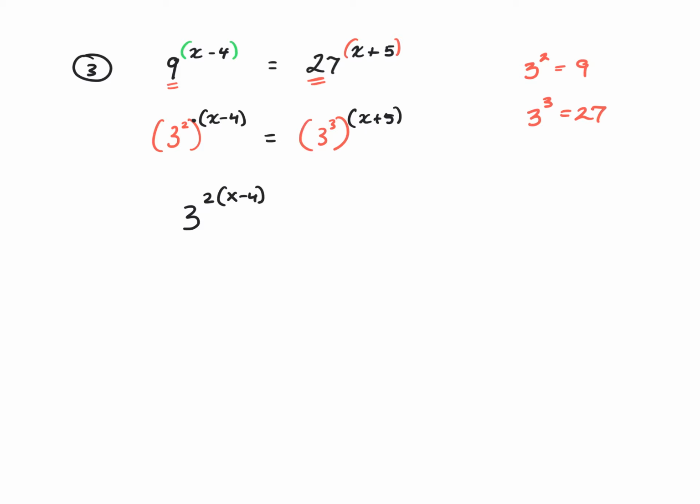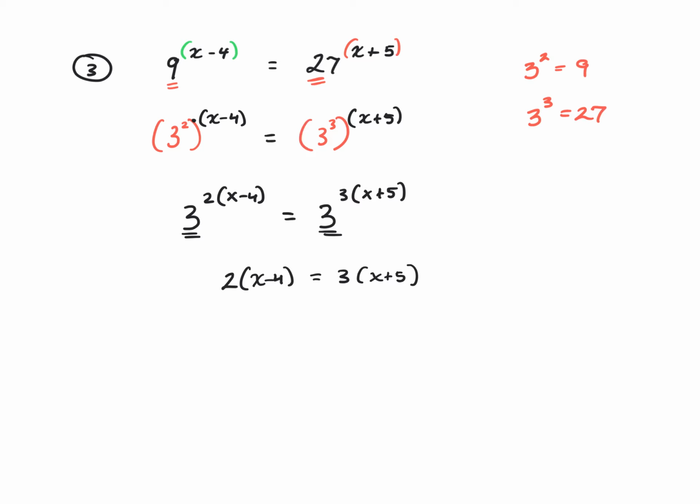If you want to actually distribute them, you can. You don't have to at this step. And this becomes 3 raised to the 3 times the quantity of x plus 5. So again, if you had wanted to distribute them, you could have made that 2x minus 8 and 3x plus 15 if you wanted to. All right. So now, look, I have my bases. They're the same, so what must be true is that my exponents must be equal. So 2 times x minus 4 must equal 3 times x plus 5.